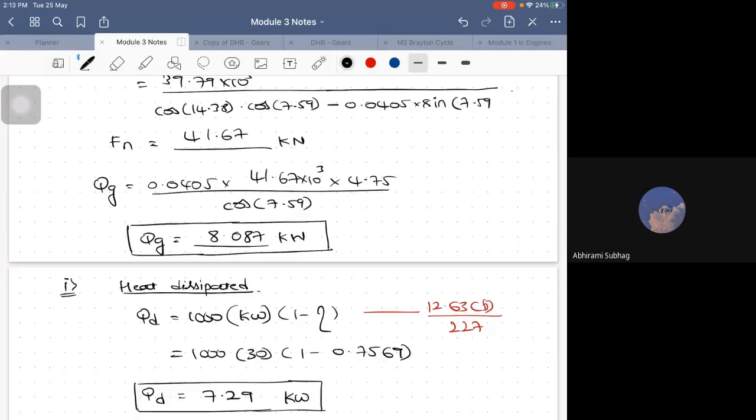Heat generated because of the meshing of worm and worm wheel was 8.087 kilowatt, whereas because of the surface nature of the material, 7.29 kilowatt of heat is being dissipated. By this, what can you infer? Dikshit?